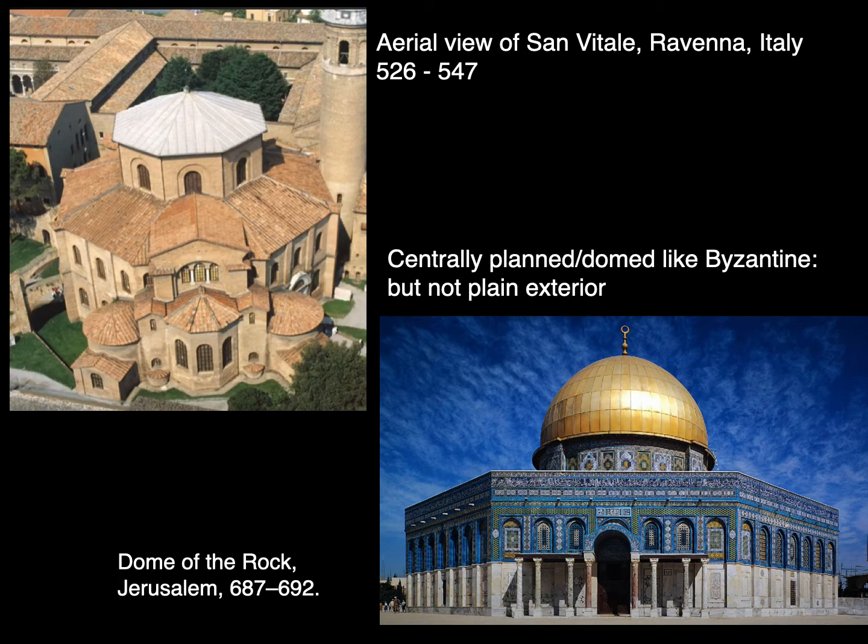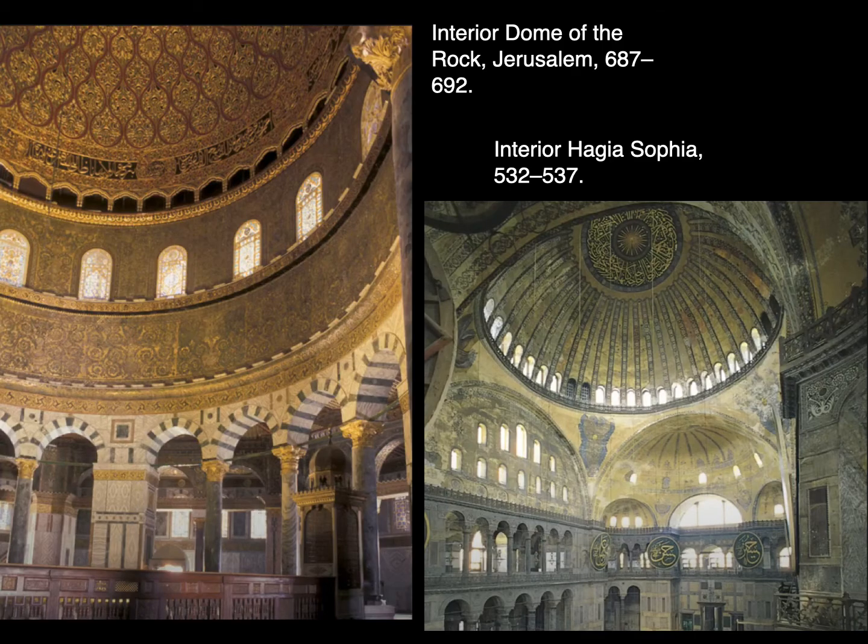It is a domed, central plan structure descended from the Pantheon in Rome and Hagia Sophia in Constantinople, but it more closely resembles the octagonal San Vitale in Ravenna. Here's a comparison of the interior.